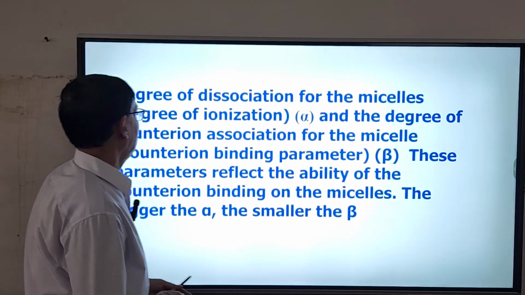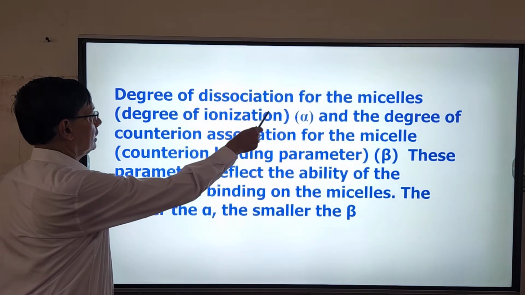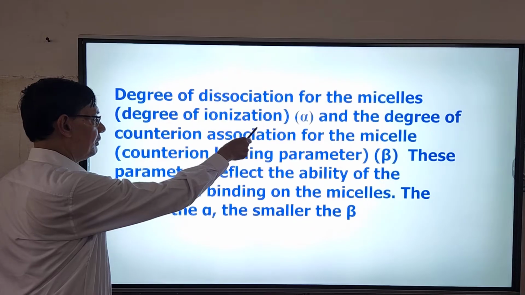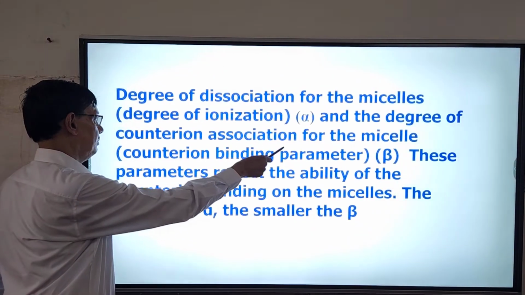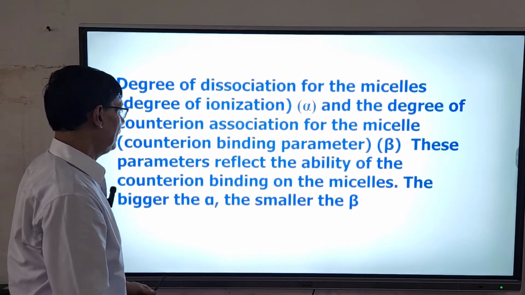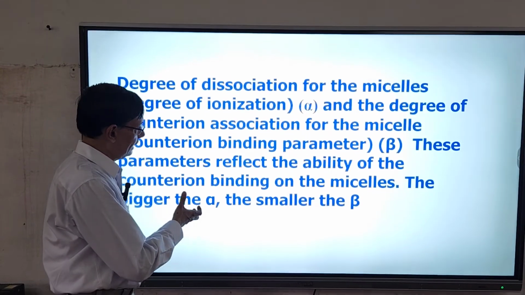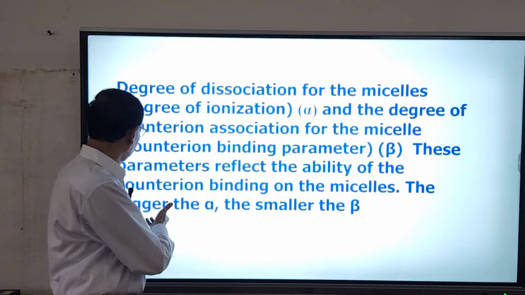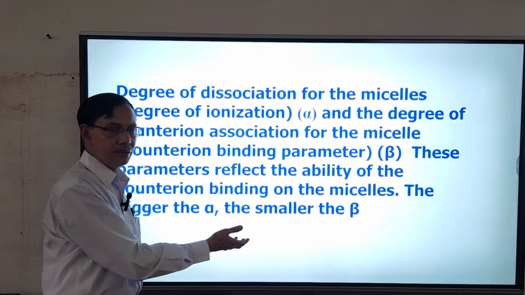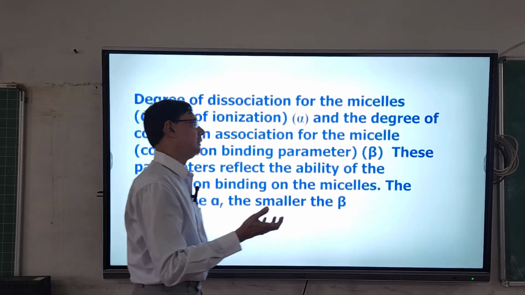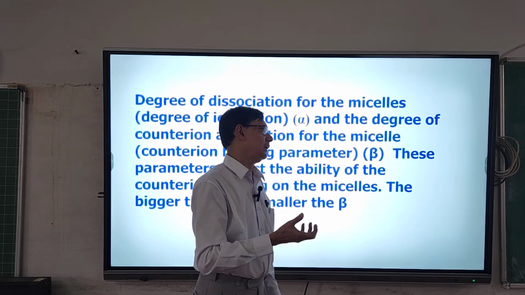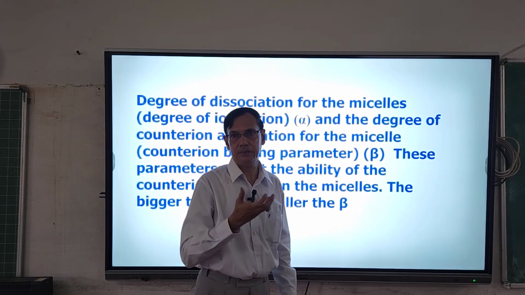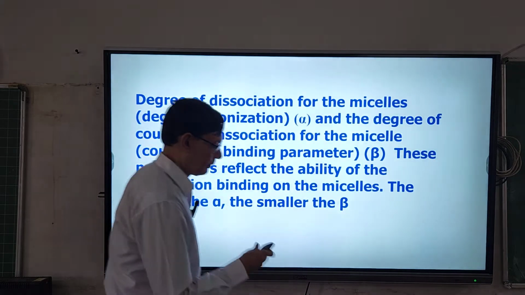I have already told you that the degree of dissociation for the micelles is alpha and the degree of counter ion association is beta. This parameter reflects the ability of counter ion binding on the micelles. And of course, naturally, the bigger the alpha, the smaller the beta, and the ideal condition is that the degree of counter ion binding should be more than 80%. That is the ideal condition.